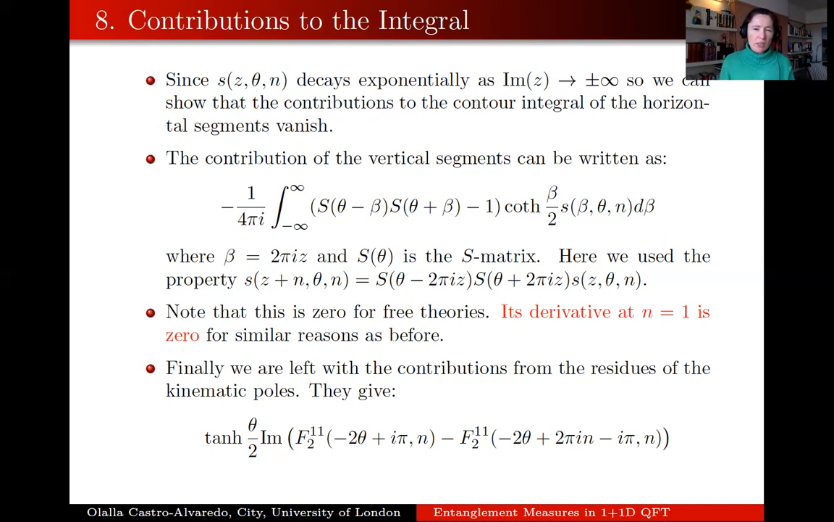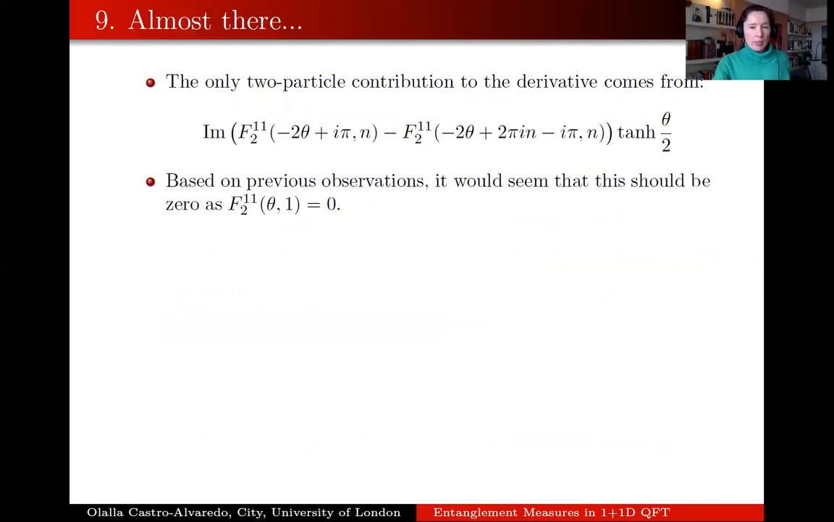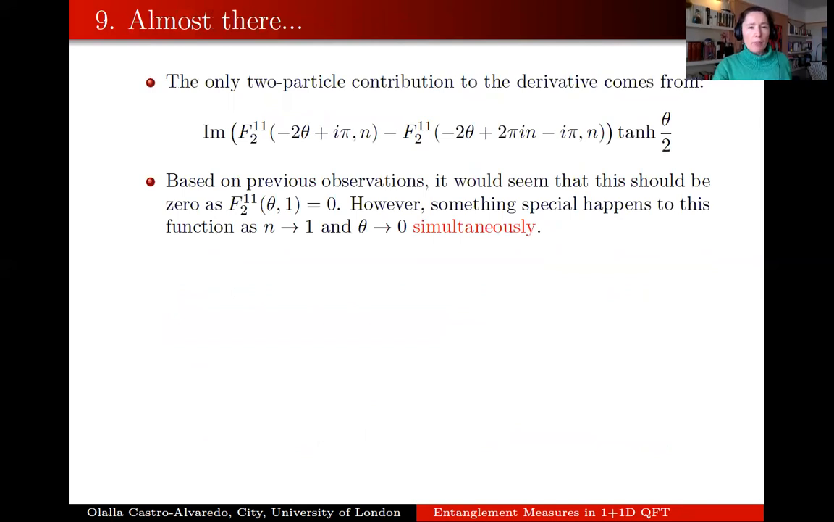Now, this function doesn't look so different from some functions we saw earlier. You could say, okay, when n goes to 1, this goes to 0 as well. Everything is 0. Well, sort of, but it's a bit more subtle than that. So we are almost there. Let's see what happens. This is 0 when n is going to 1. But if you look at this function a little bit more closely, what you realize is that something very special happens if you send n to 1 and theta to 0 simultaneously. So although this is 0 when n goes to 1 in general, when theta is 0 before sending n to 1, then things change a little bit.